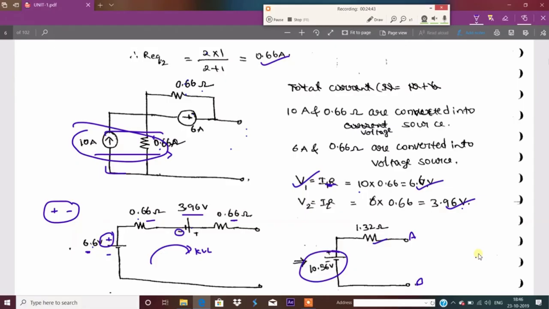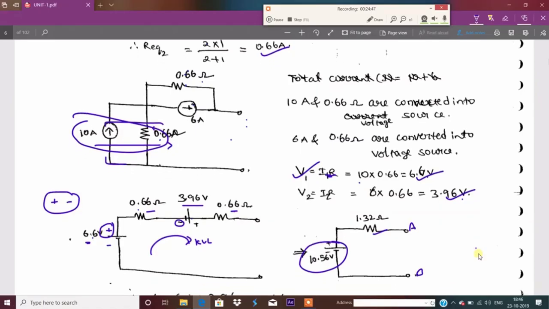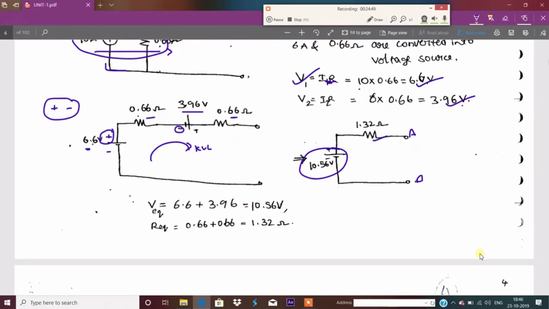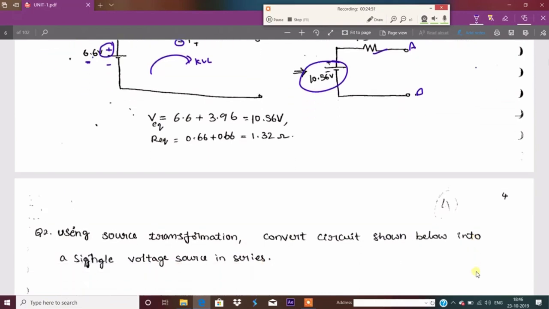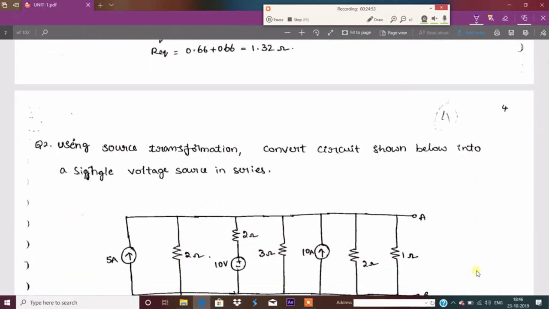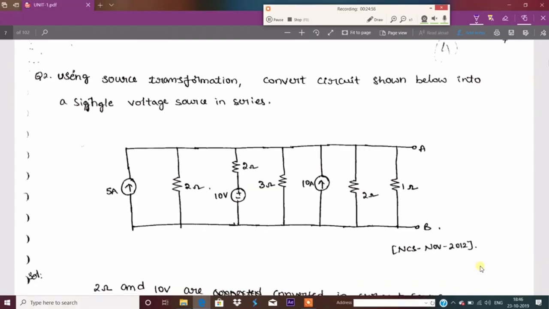Is it okay? How to use the source transformation technique to simplify the circuit? This is the explanation of the first problem. We are moving to the second problem. Using the source transformation, convert the circuit shown in the figure into a single voltage source in series with a resistance. It is also simple.